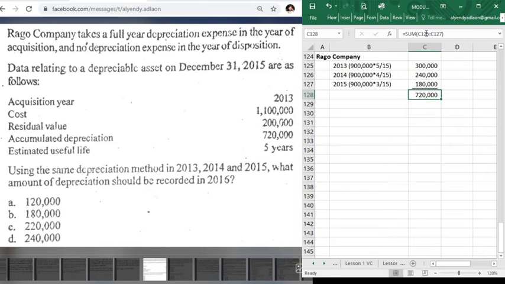So, meaning, SYD ang gigamit sa previous years. So, to get the 2016, SYD lang gihapon na to ang gamiton. So, depreciation for 2016, we have the formula 900,000 multiplied by, since ang 2015, 3/15 man na, so 2/15 na ta sa 2016. 900,000 multiplied by 2/15, we have 120,000 pesos. And that is, okay, very good. That is letter A. Okay, diba? Dali ra kayo ang SYD.